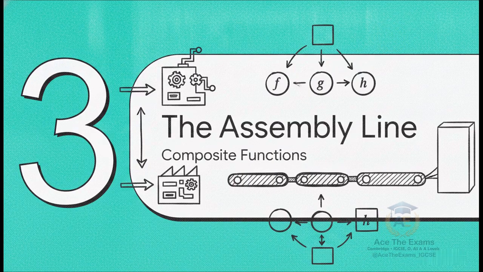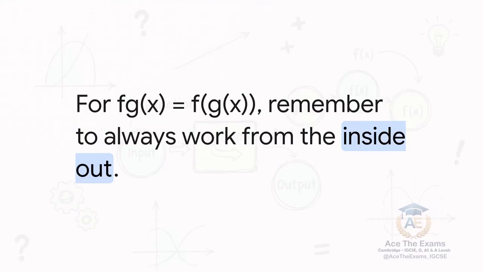Now that we have single machines working forward and backward, it is time to upgrade our factory floor. This is where we hit the higher tier questions. Think of composite functions as connecting 2 machines together with a conveyor belt. The output from the very first machine drops immediately into the input slot of the second machine. The notation for this is written as fg of x. Notice there is no space or symbol between the f and the g.